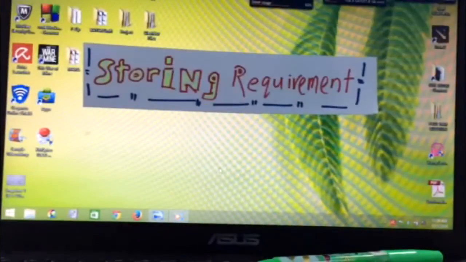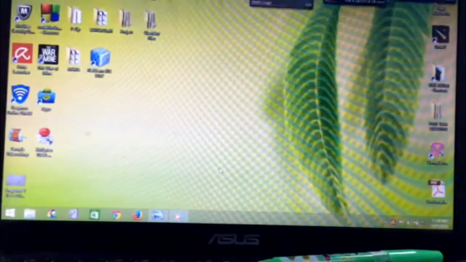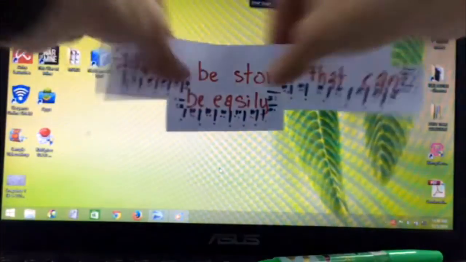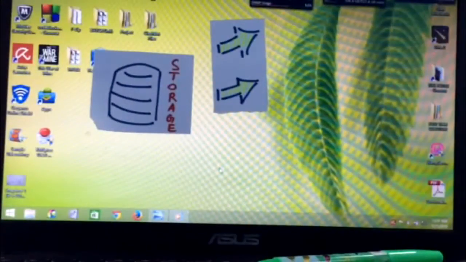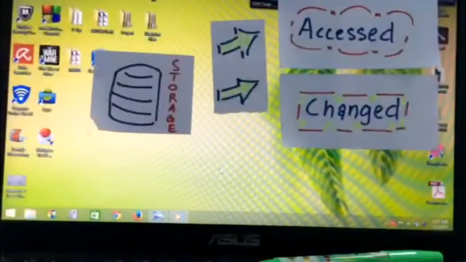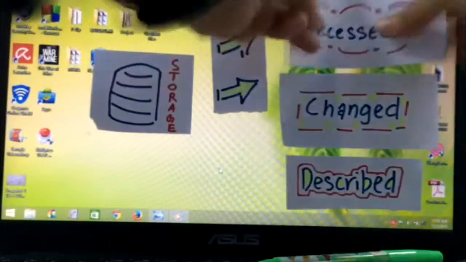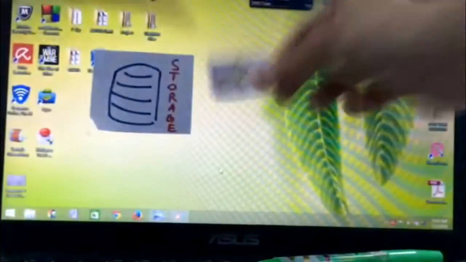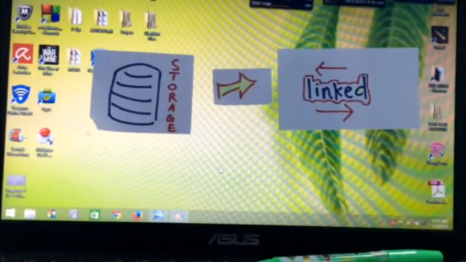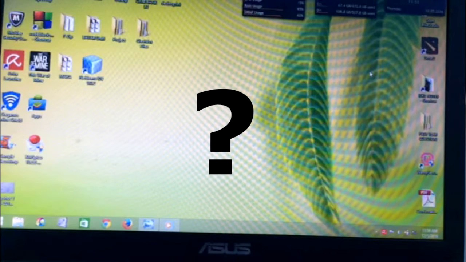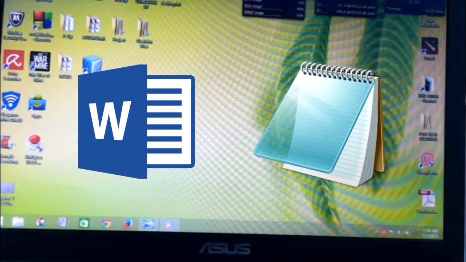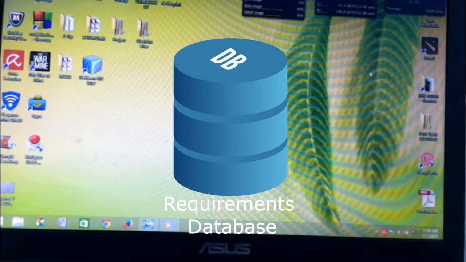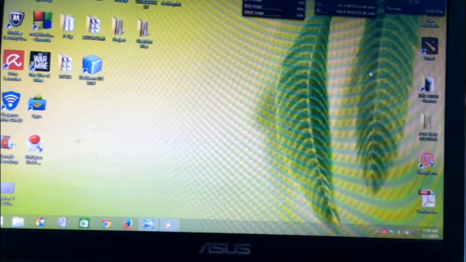Storing requirements. Requirements have to be stored in a way that they can be easily accessed, changed, described and linked. Where can requirements be stored? They can be stored in one or more word processor files, or in a specially designed requirements database.